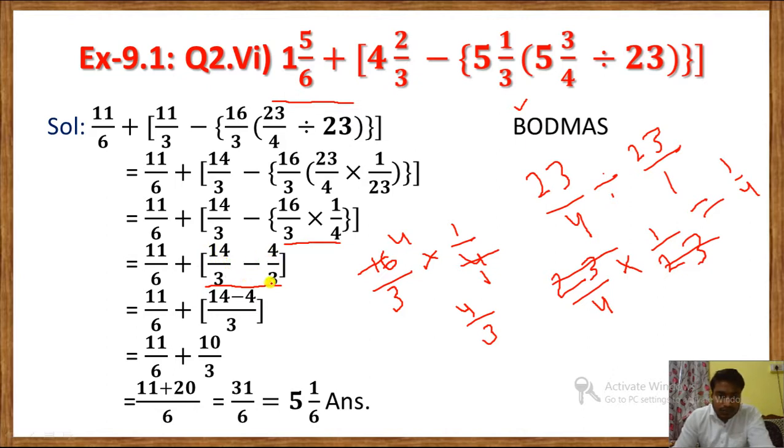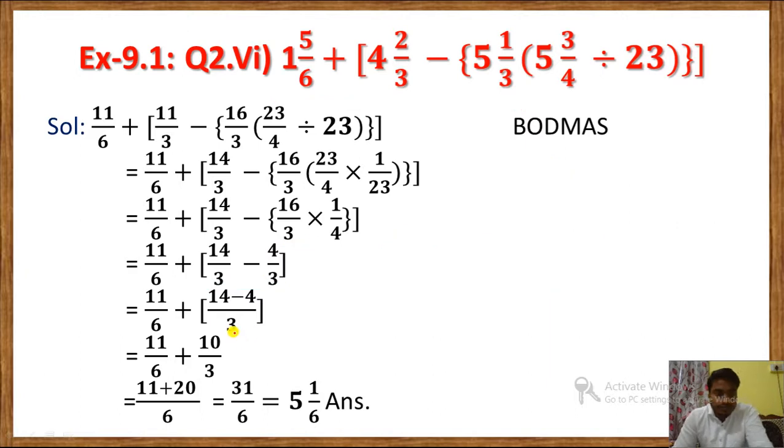Now we'll take the LCM. Here you can see both have 3 only, so the LCM will be 3. When we divide and multiply we'll get 14 here and 4 here. When we subtract we'll get 10/3 from this bracket. Understood? Finally here we have to add this fraction: 11/6 + 10/3.